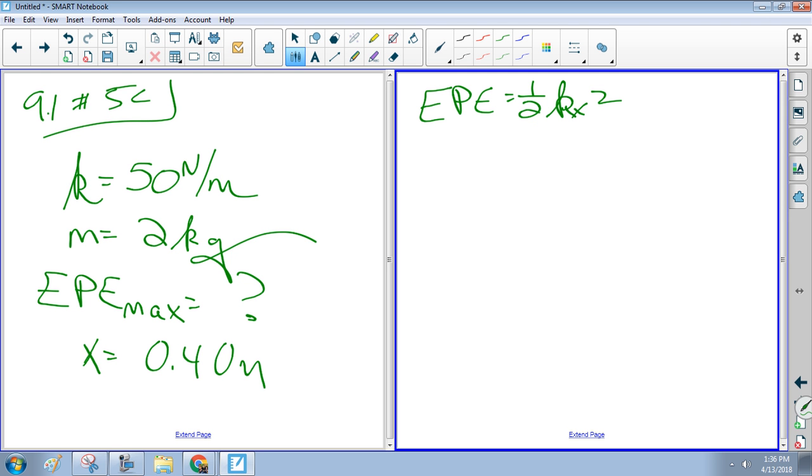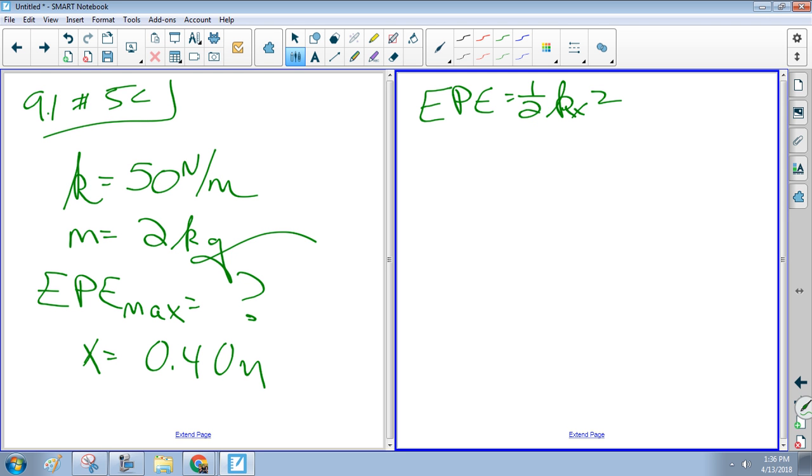Let me read the problem again real fast. It says, suppose I have a spring with a spring constant of 50 newtons per meter and hang a mass of 2 kilograms from it. So I have a spring, and I hang a mass of 2 kilograms from it. Then I pull it down an additional 0.4 meters and release it, then blah, blah, blah. Why did I emphasize the word additional?